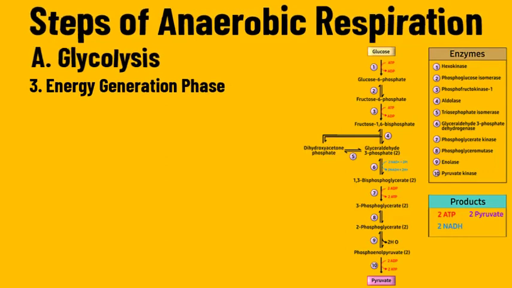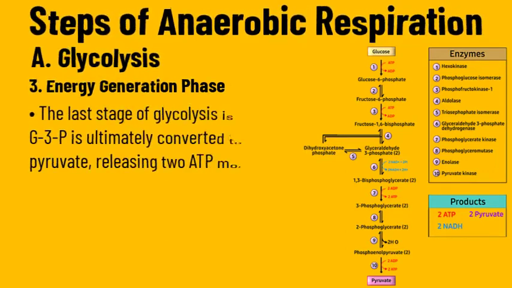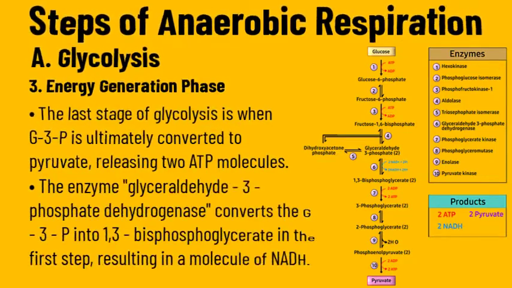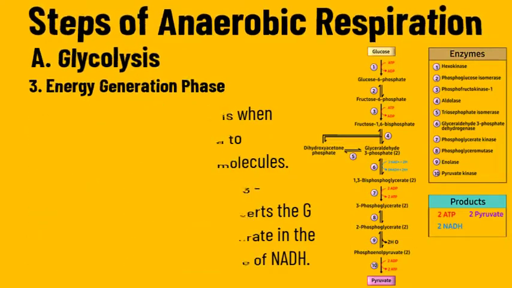Number 3. Energy generation phase. The last stage of glycolysis is when G3P is ultimately converted to pyruvate, releasing 2 ATP molecules. The enzyme glyceraldehyde 3-phosphate dehydrogenase converts the G3P into 1,3-bisphosphoglycerate in the first step, resulting in a molecule of NADH.